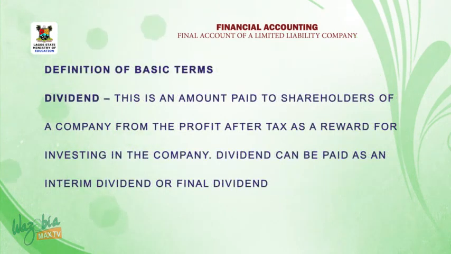Definition of basic terms. Number one, dividends. What is the meaning? This is an amount paid to shareholders of a company from the profit after tax as a reward for investing in the company. Dividend can be paid as an interim dividend or final dividend.